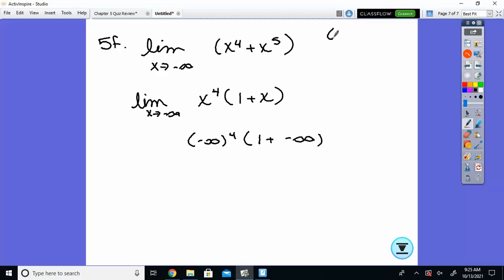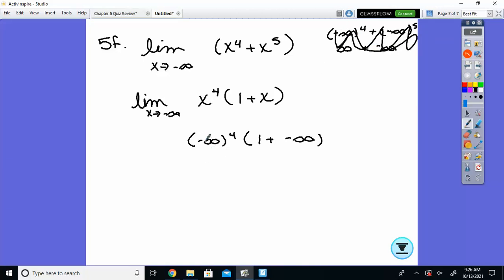If I put it into the original, you had negative infinity to the 4th plus negative infinity to the 5th. If you take a negative number to an even power, it's positive. So this just gives me a really big positive number, and this is going to give me a really big negative number. But do I really know what that's going to go to from there? Is it obvious? No. So that's why that didn't work.